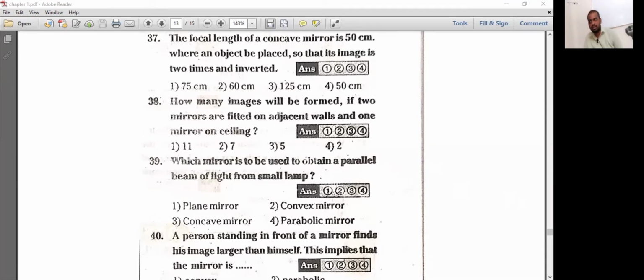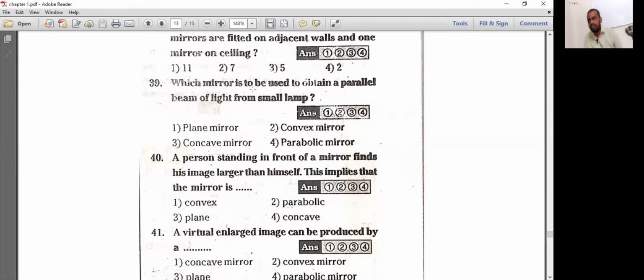Question number 39. Which mirror is to be used to obtain a parallel beam of light from a sharp lamp? Now I place the object on F. When you place the object on F, the image will be formed at infinity. Instead of a normal object, I place the bulb on the focus. All the rays emitted from the focus will be parallel to each other. So it will be a concave mirror only, not convex. Concave mirror.